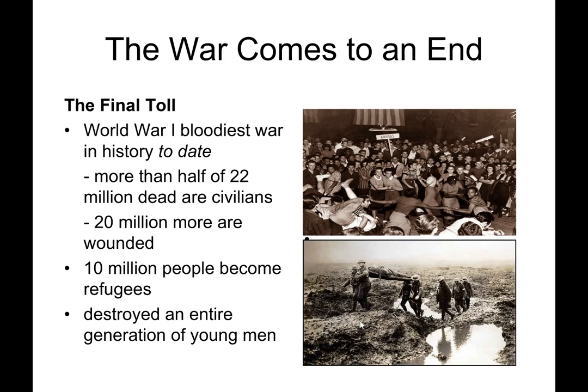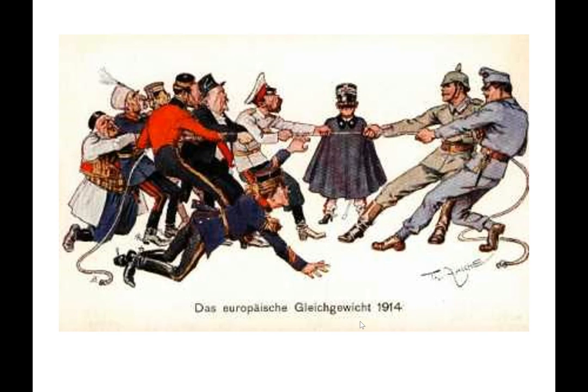So World War I is the bloodiest war in history to date. More than half of the 22 million dead were civilians, and 20 million more wounded. 10 million people become refugees, and this destroyed an entire generation of young men. Think about it. Every young man between the ages of 18 and, let's say, 30 is forced to go to war, and many of them don't come home to their families. So this war throughout the globe really just took a toll on humanity. Right? So here's kind of like a visual.